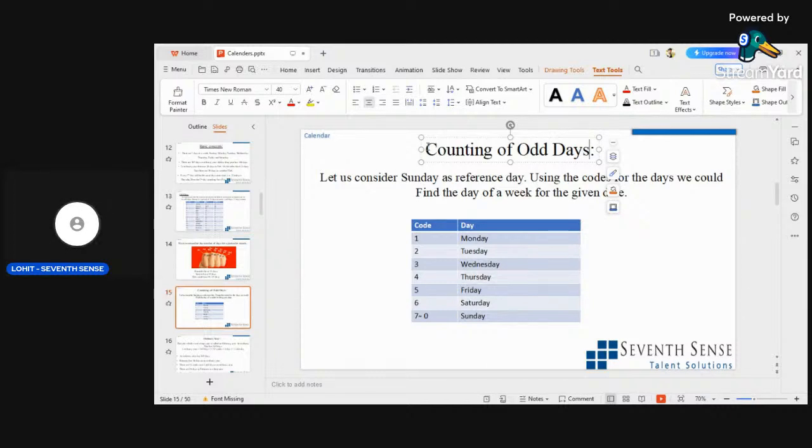That's why I've written here counting of odd days. I haven't written counting of odd years, odd days. So odd days is only applicable on days. It is not applicable on months. It is not applicable on years.